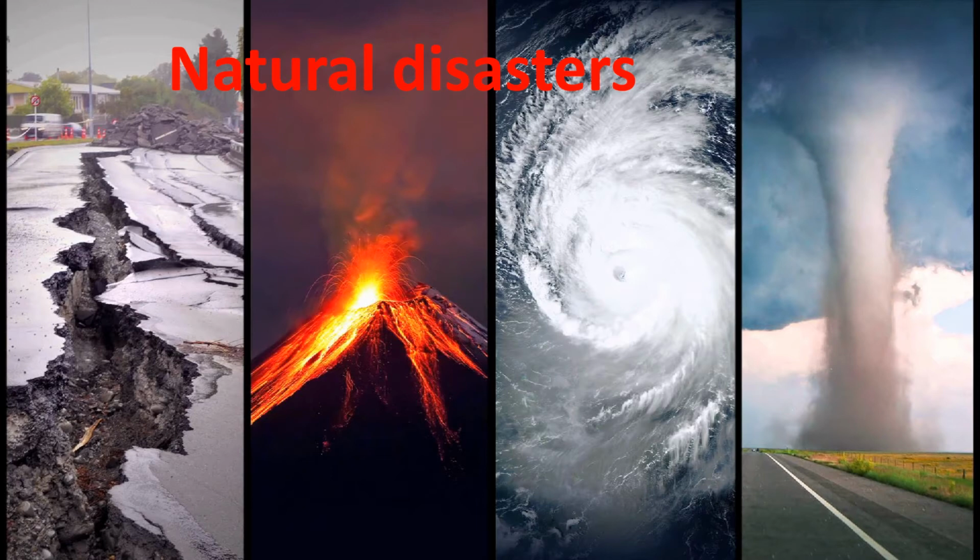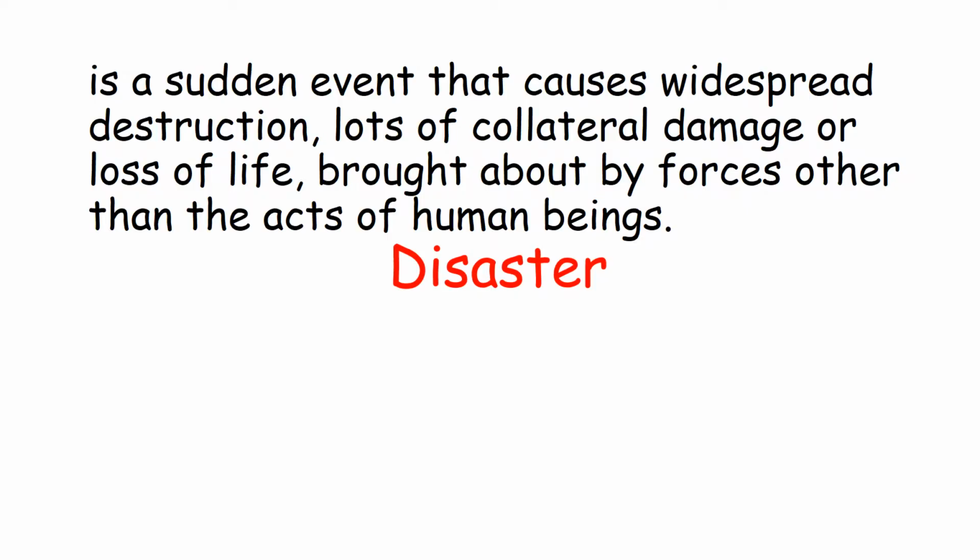Correct. But what is the meaning of the word disaster? A disaster is a sudden event that causes widespread destruction, lots of collateral damage or loss of life, brought about by forces other than the acts of human beings. So, is a natural disaster caused by human beings? No. Is it caused by nature? Yes. Is it a sudden event? Yes. What is the result of this event? Destruction, lots of collateral damage, or loss of life.